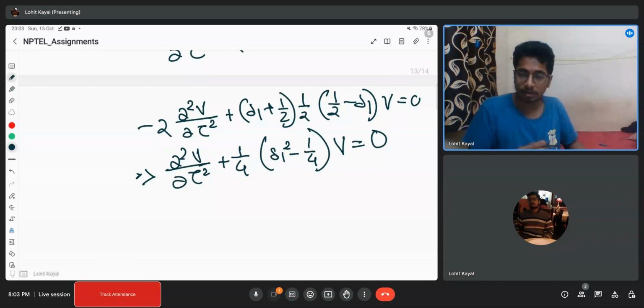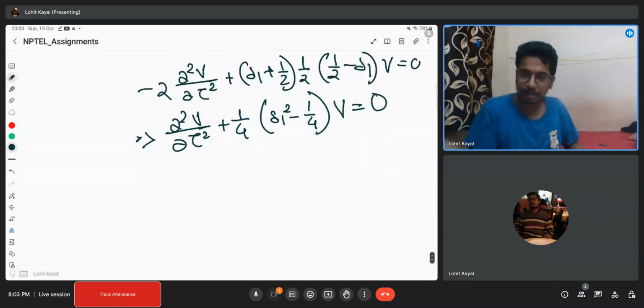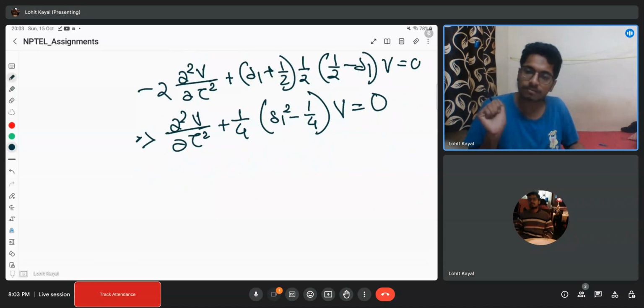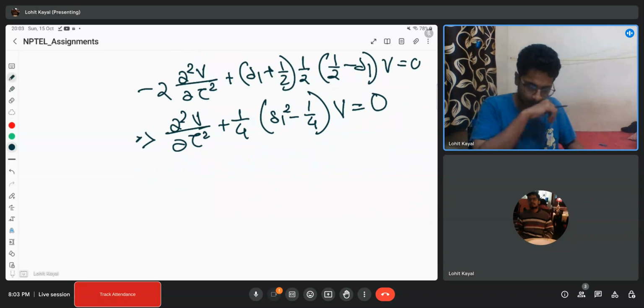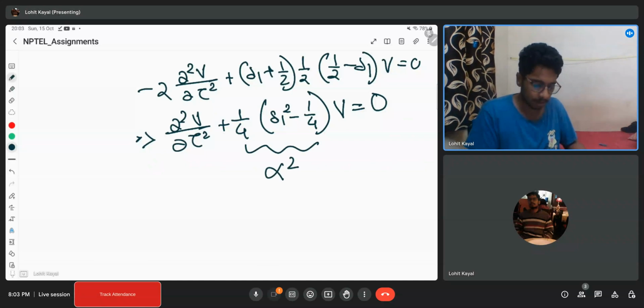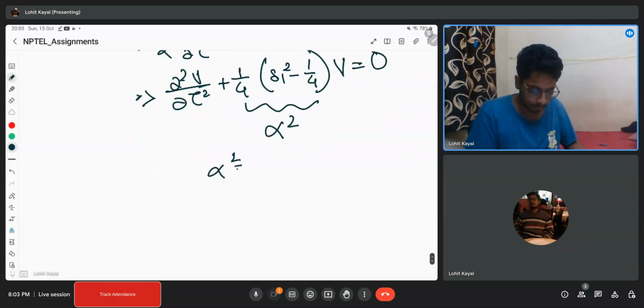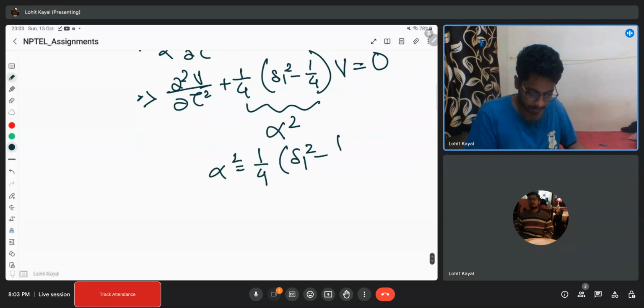So now this is an ordinary differential equation and we can solve this. But we are not interested in entirely solving it. We just want to find some stability criteria. Or let us just solve it. Let us give it a name, alpha square, where alpha square equals 1 by 4 delta 1 square minus 1 by 4.